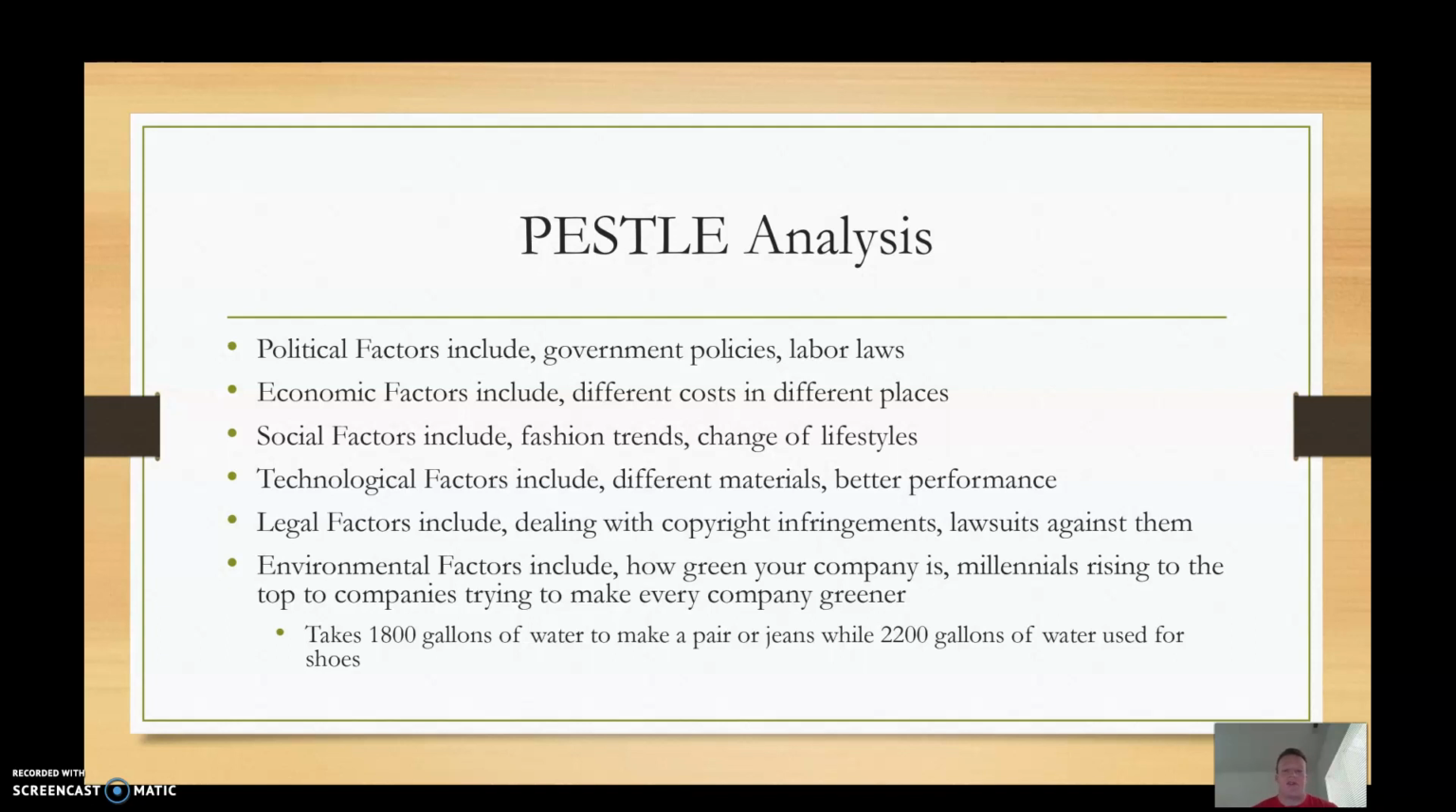Then technological factors can include different materials. For example, Under Armour uses more of a polyester blend for their shirts rather than just pure cotton, and that just also helps better performance for the shirts and the different apparel there for Under Armour. Then legal factors can include dealing with copyright infringements and lawsuits against them.